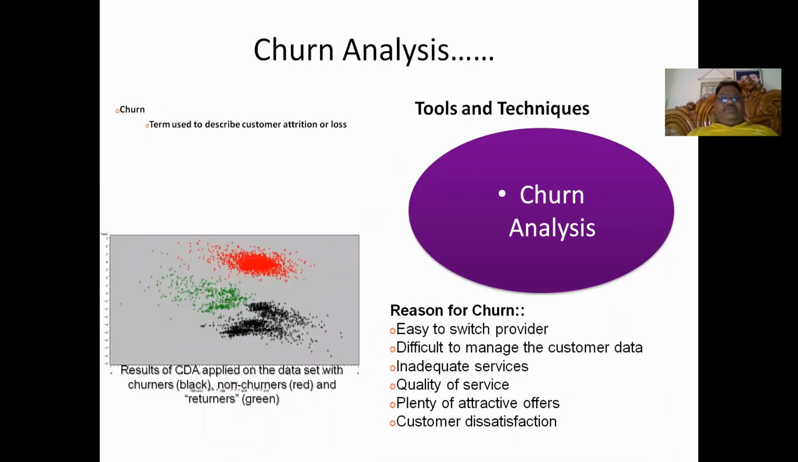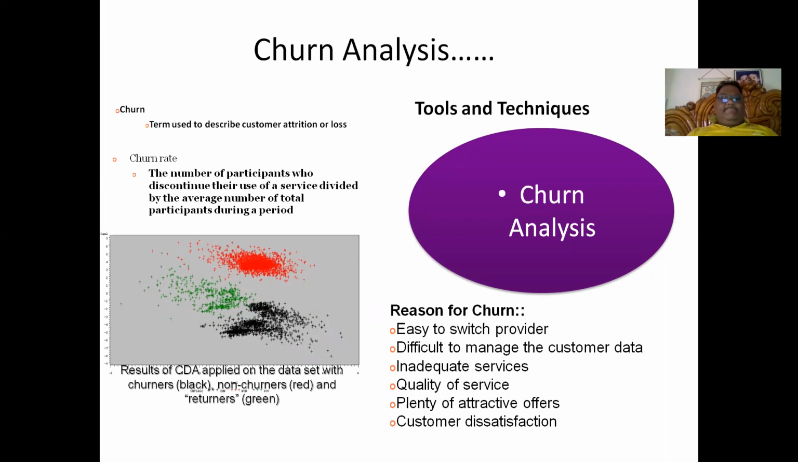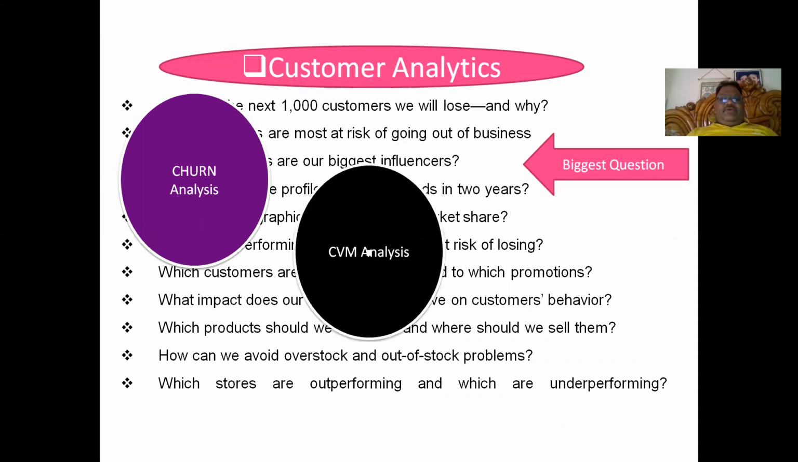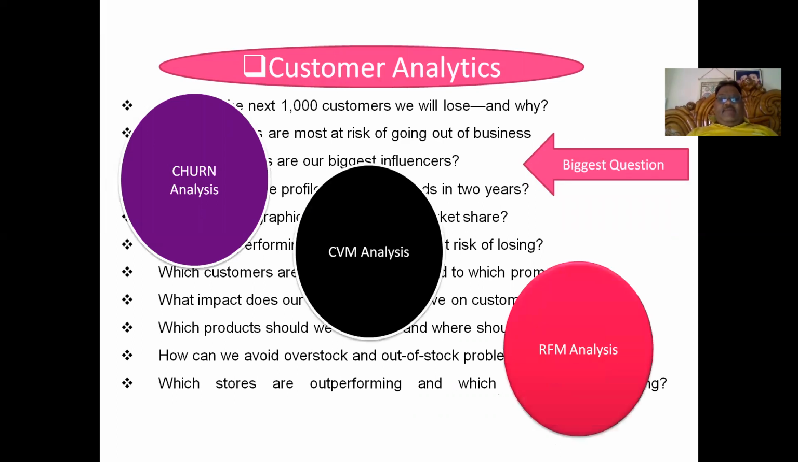Then we'll discuss churn analysis. It means to find out which customers are going to be lost within the coming years. Why are we using churn? Because it helps to target the customers who are going to be lost. There are also different techniques I'm going to use for churn analysis. One is called CART analysis, another is lifetime value analysis, and another is called survival analysis. With the help of survival analysis, we are going to analyze churn. So this churn analysis can be carried out through CVM and RFM analysis.